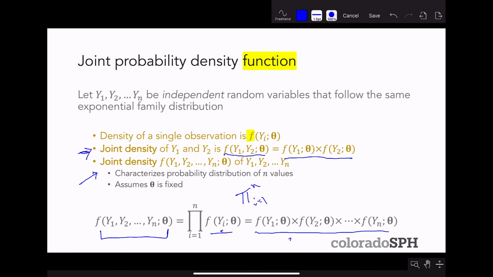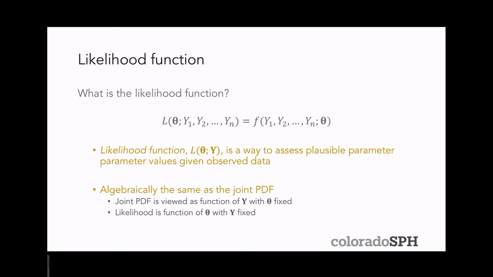It's written here. So the joint PDF, which we saw in the last slide, characterizes the probability distribution of multiple y values. Here we're looking at the likelihood function. Well, actually, the likelihood is algebraically the same as the joint PDF, but there's a change in notation that reflects the shift in emphasis from the random variables y with fixed theta to emphasizing instead the parameters theta, assuming y is fixed. And we use the likelihood function because it's a way to assess plausible parameter values given the observed data.